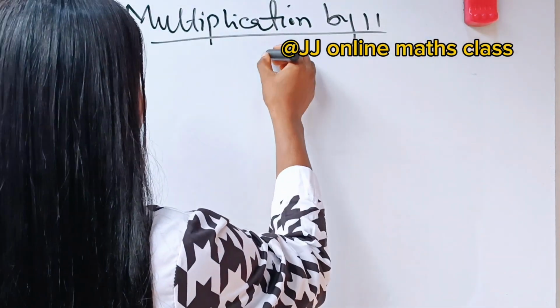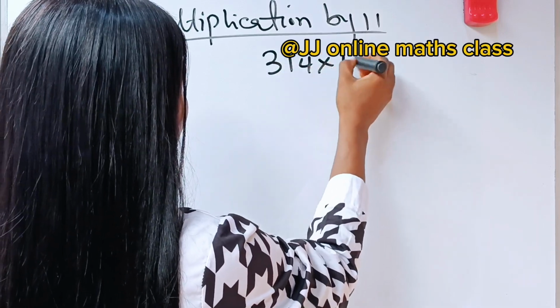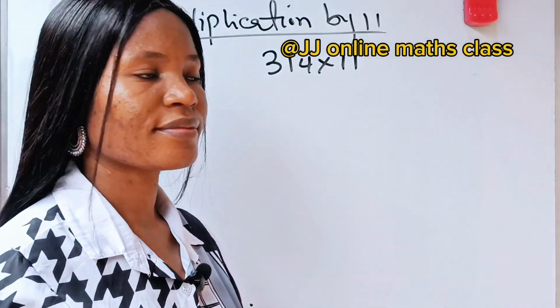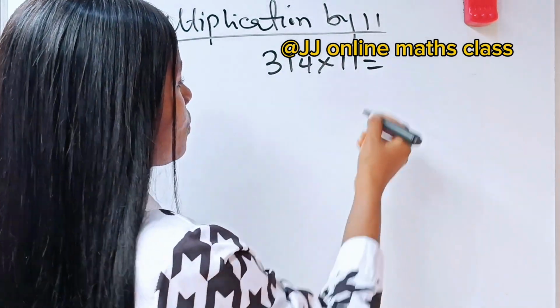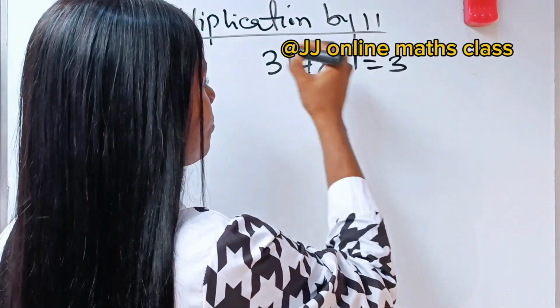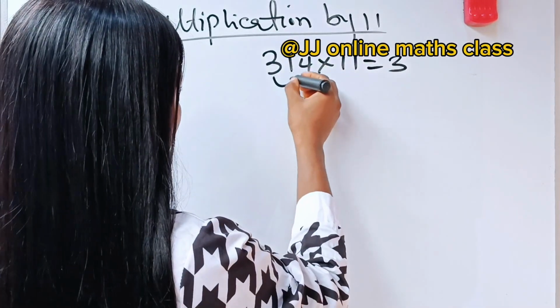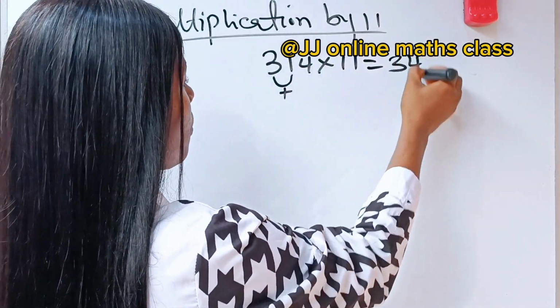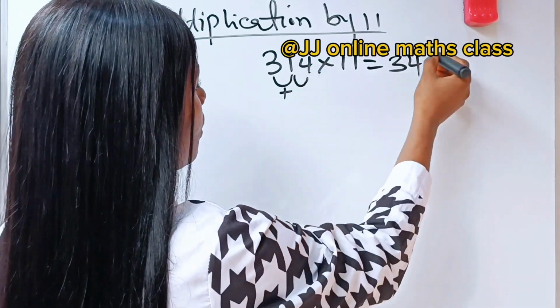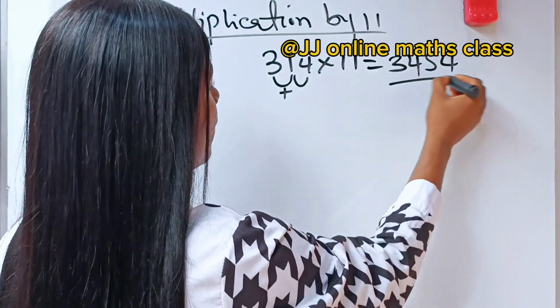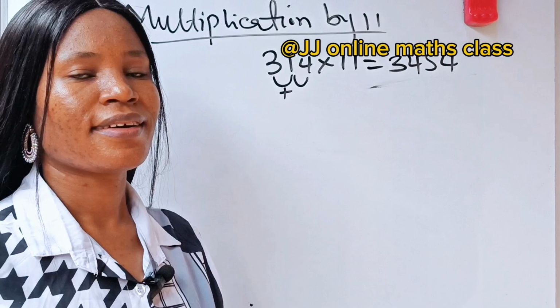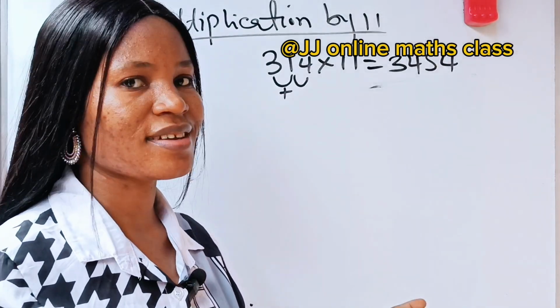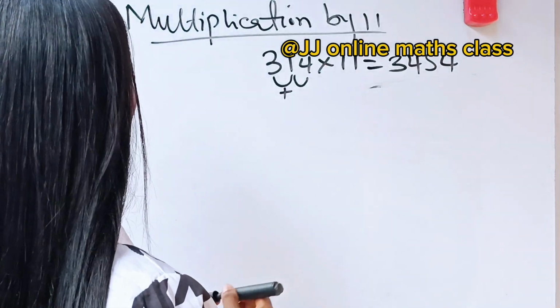For example, if you're asked to solve 314 times 11, this is what you do. You write your 3, okay? Add this to this, you'll have 4. Add this to this, you'll have 5. Then repeat the final number. As easy as that. Yes, as easy as that.